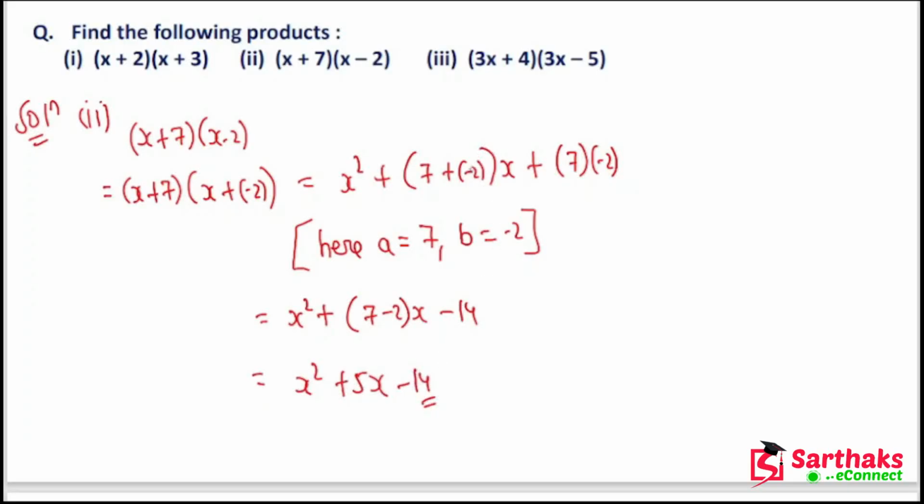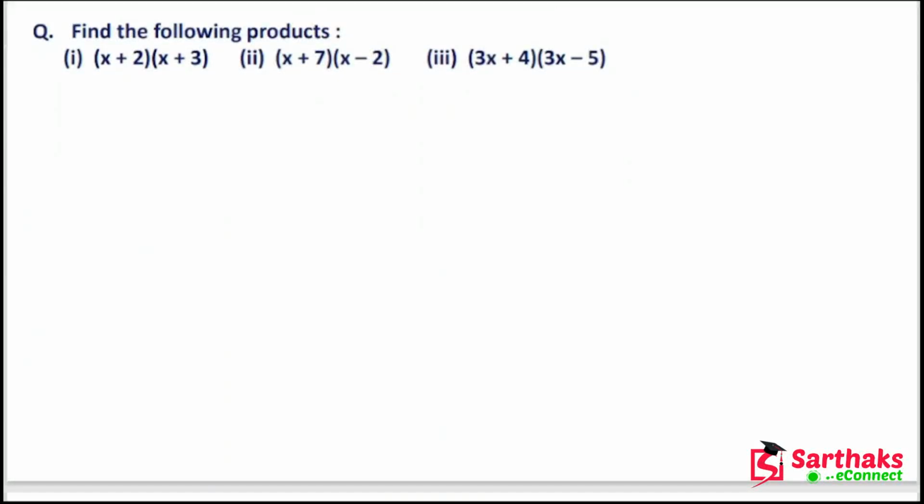And if you multiply through binomial product also, that is doing the product element wise, then also it will be the same answer. So you should be careful while taking the signs, and you should always try to use this small bracket so that they will not allow you to commit mistakes. Let us move on to the third part, which is 3x plus 4 into 3x minus 5.